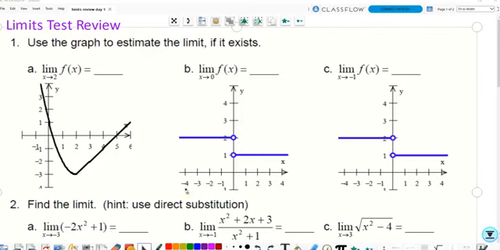This is a video for the limits test review in Calculus with Applications. So the first part, use a graph to estimate the limit.